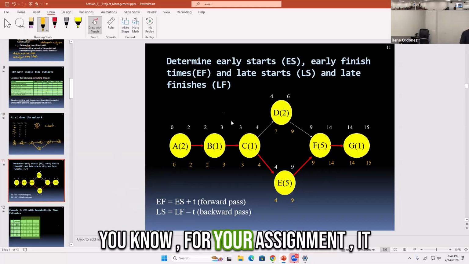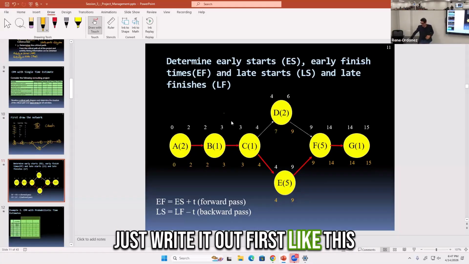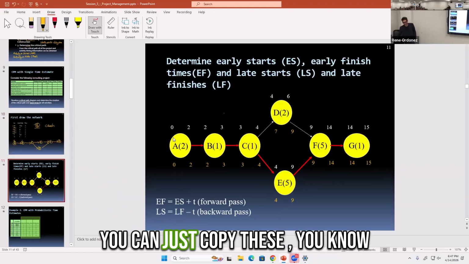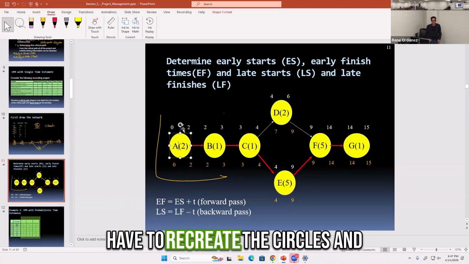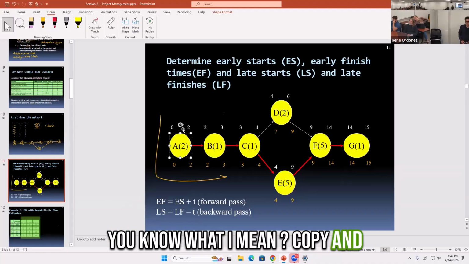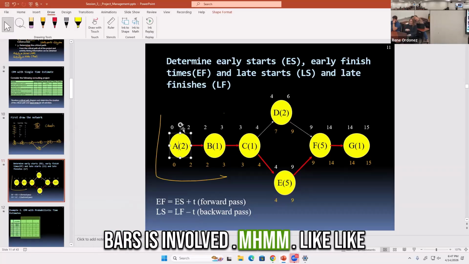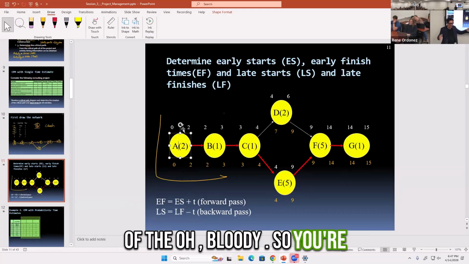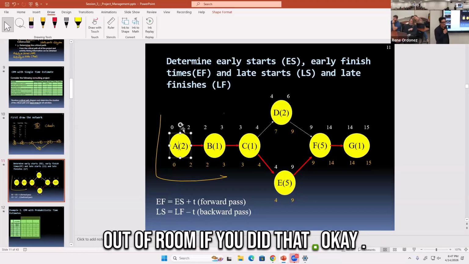So, for your assignment, it would be easy, probably best to just write it out first like this, and then you can just copy and paste them, so you don't have to recreate the circles and arrows. You know what I mean? Is it okay to do bars, or do we have to do the circle? Bars, like the bars that show the length of one. Oh, but if you extend it, it's really not necessary because you probably run out of room if you did that.